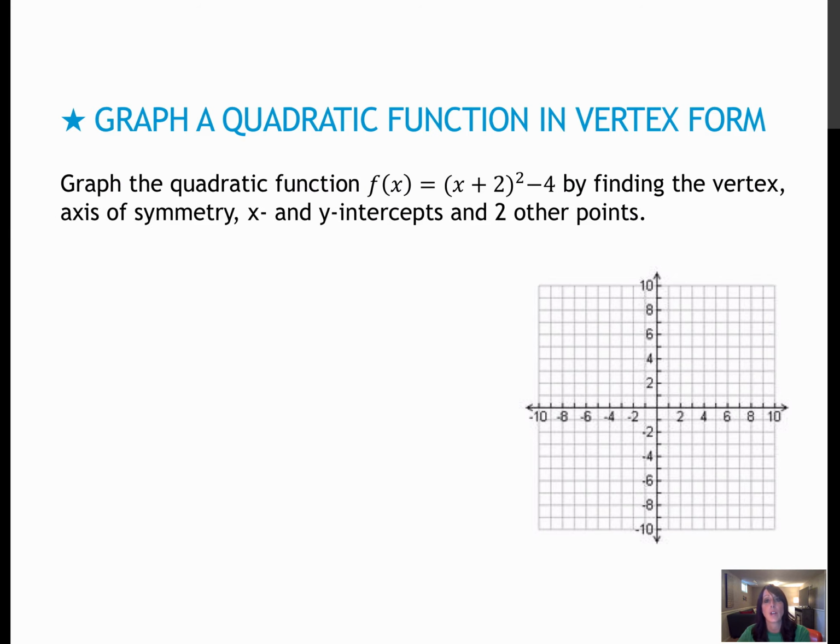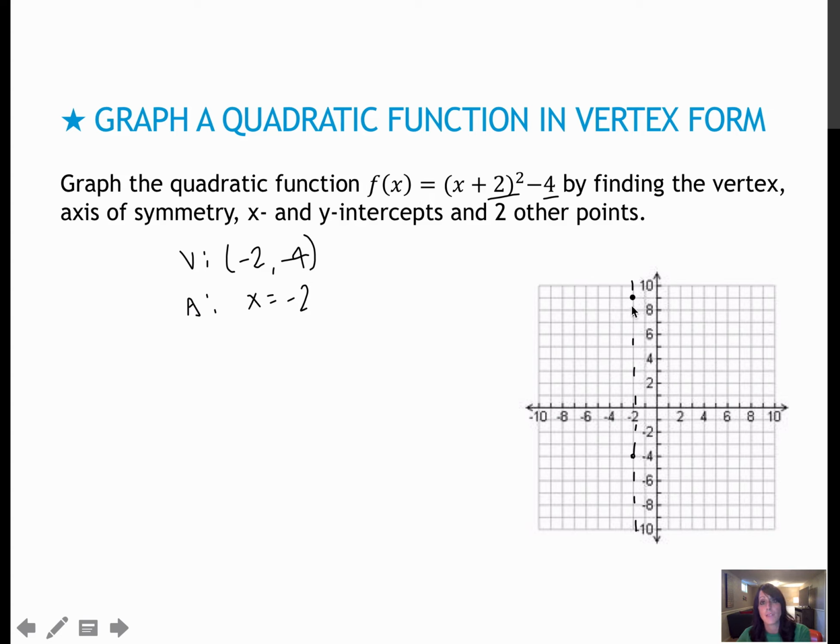Here's one for you to try on your own. So press pause, graph the function, then press play to check your work. Again, I would start with my vertex. So my vertex here would be negative 2, negative 4. The axis of symmetry would be x equals negative 2. I'm always going to start there. Negative 2, negative 4. And then draw that dotted line at negative 2.